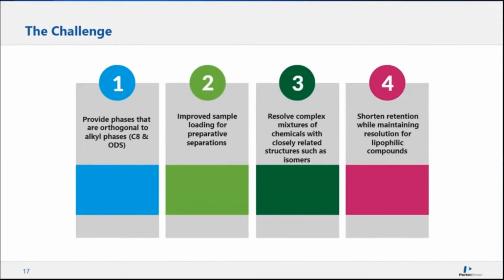So why do we want to do this? Well, in some cases, we want to provide phases that have an orthogonal separation to the alkyl phases, the C8 and the ODS or C18 phases. In some cases, we need to improve sample loading for preparative separations. We'd like to resolve, in many cases, complex mixtures of chemicals with closely related structures, such as isomers. And we may want to shorten the retention while maintaining resolution, particularly for lipophilic compounds.